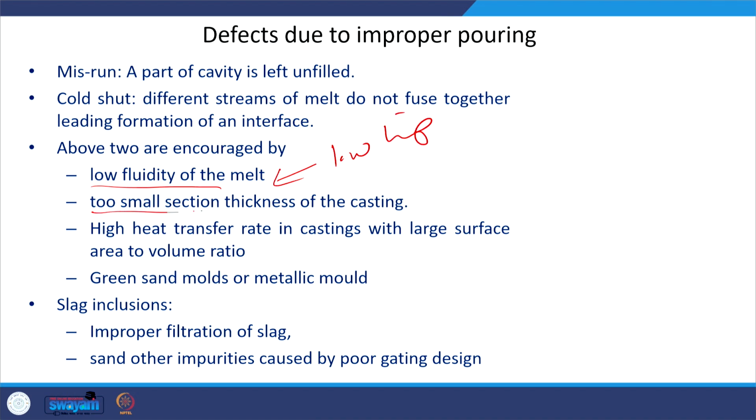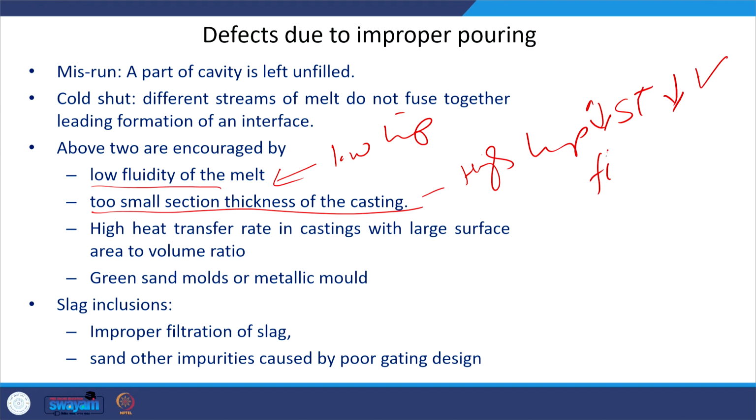Okay. In small sections, the fluidity must be high for the molten metal to penetrate. So, if the temperature is high, then surface tension and viscosity will be less and fluidity will be high. So, even thin sections will be easily penetrated, but if it is not the case, then it will be difficult for the molten metal to penetrate and get into those fine zones. Okay. High heat transfer rate means high cooling rate.